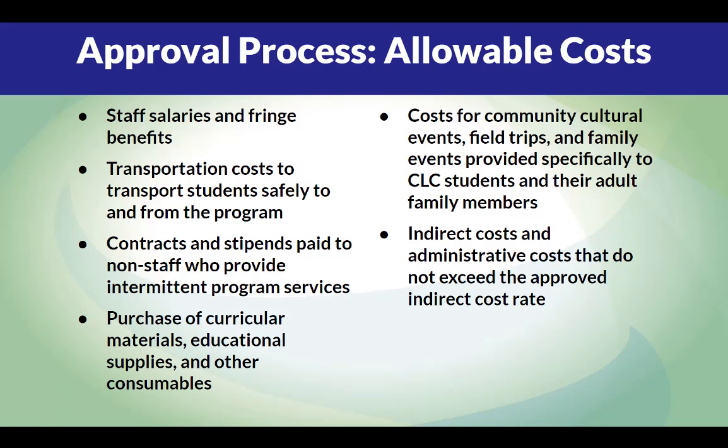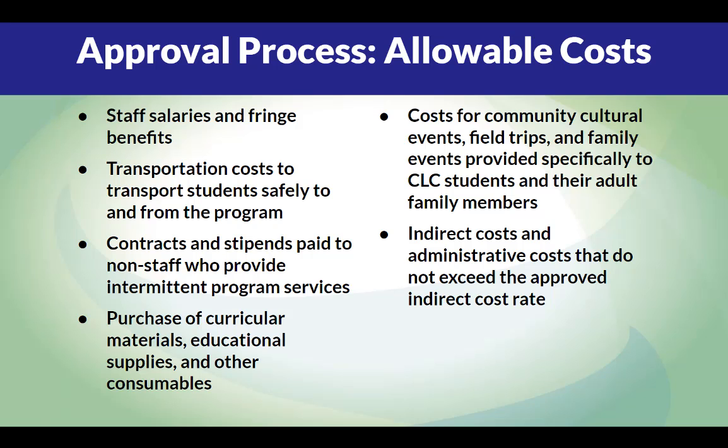Note that if the budget charges 100% of an expenditure to the CLC grant, you must ensure that the CLC program is receiving the entire benefit of these costs. Using one of the examples above, that of costs for family events, consider that the budget allocates monies for 100 participants in a parenting program. 75 adult family members are the parents and guardians of CLC participants, and 25 participants are the parents and guardians of non-CLC students. This is not allowable.